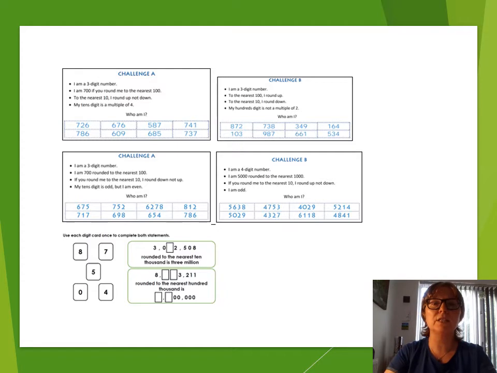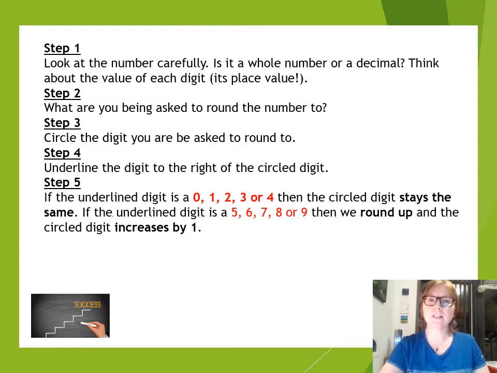The final activity involves using the 5 digits that have been provided to complete the statements. You are only allowed to use each digit once. So if we take a look at the first activities in lesson 2, they all involve rounding whole numbers, 6 and 7 digit whole numbers to the nearest 10, 100, 1,000, 10,000, 100,000 or a million.